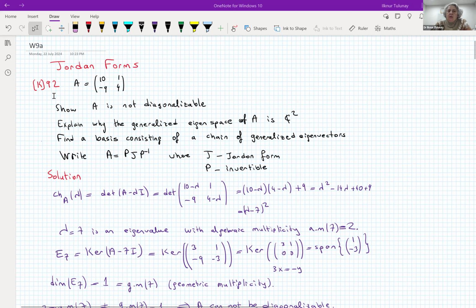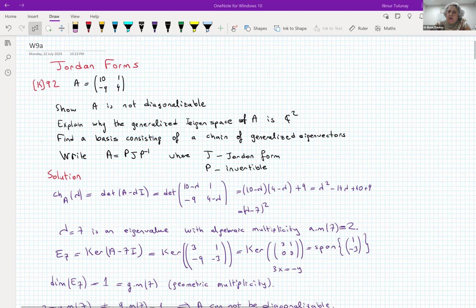This time we are doing question 92. We have a 2 by 2 matrix. We would like to show first that A is not diagonalizable, and we will explain why the generalized eigenspace of A is C2. We will find a basis consisting of a chain of generalized eigenvectors of A, and we will write A as a multiplication of P, J, P inverse. J will be the Jordan form, and P is an invertible matrix. So these are the things that we are going to do in this example.